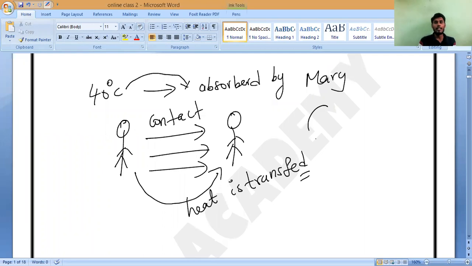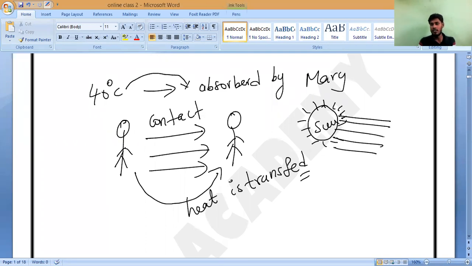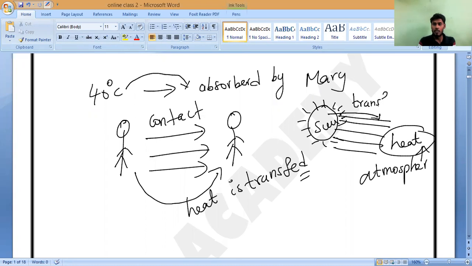Suppose the sun is present very, very far from us. Is it yes or no? But whenever the sun rises, from sunrise to sunset, we get the sunlight, and because of the sunlight, the atmosphere becomes hot. The temperature will increase, means heat energy will increase, means heat is transferred from sun to atmosphere. That is only called transfer.